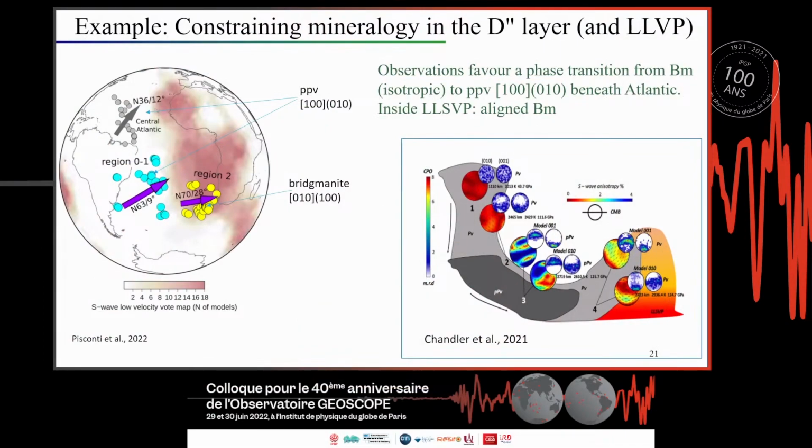And you can find that on the outside there is a phase transition from bridgemanite to post-perovskite, and inside this low velocity anomaly there seems to be bridgemanite. And as we tried to publish this, the second paper or another paper, an earlier paper came out that found exactly the same interpretation that we have here.